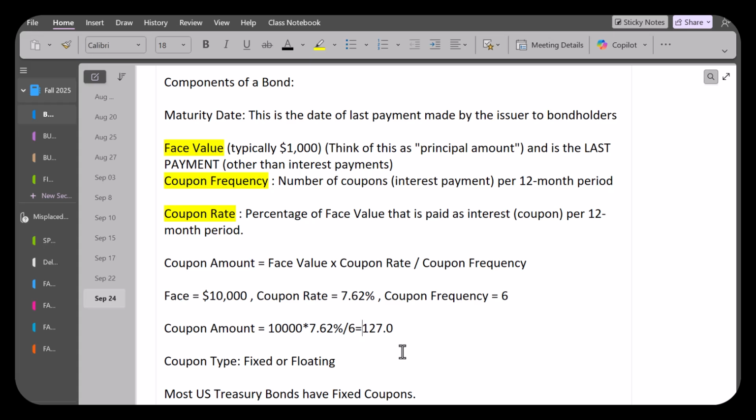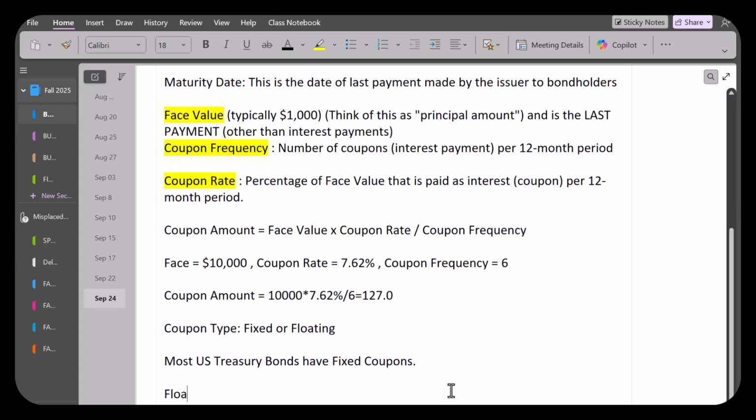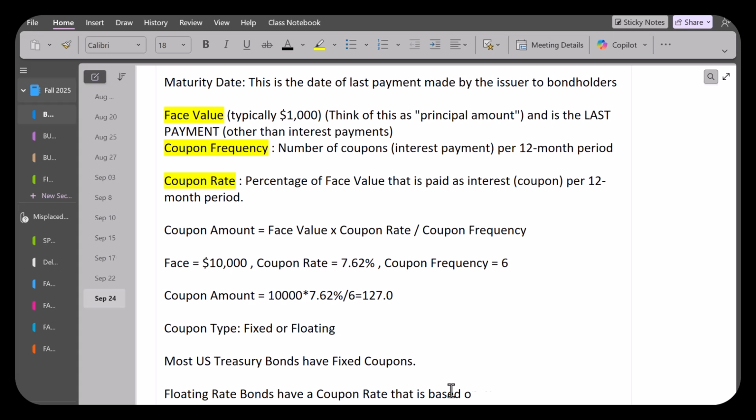You also may have, this is more true in bonds issued by corporate entities, and it's also a lot more common outside of the US, floating rate bonds. They have a coupon rate that is based on an interest benchmark plus a fixed spread.